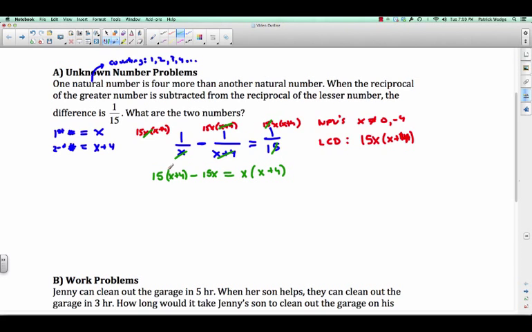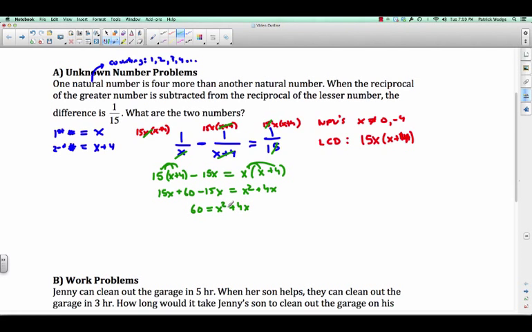Good. Now we'll do some mountains here. So you get 15 times x is 15x. 15 times 4 is 60. Take away 15x equals, mountains here, x times x is x squared. x times 4 is 4x. On the left-hand side, if we combine terms, we have 15x take away 15x. That just cancels. All you're left with is 60. 60 equals x squared plus 4x.